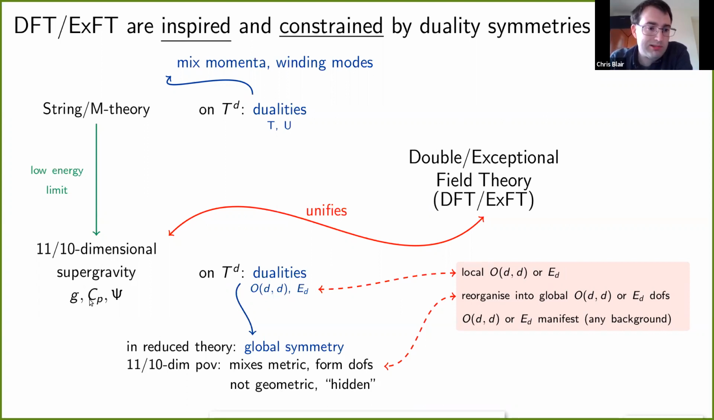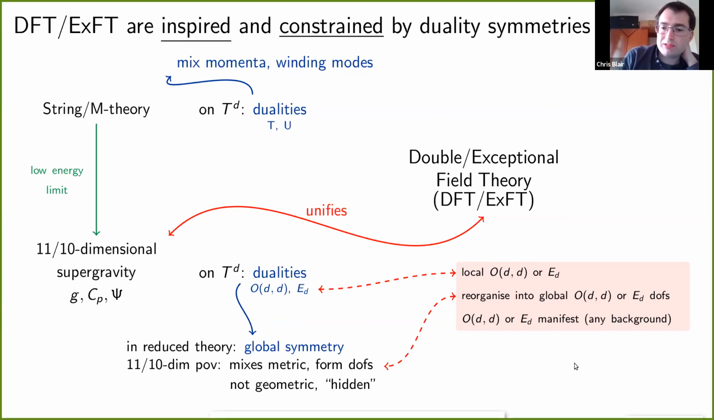Instead of working with the metric and form field degrees of freedom separately, it already organizes components of these fields into representations of these groups, O(D,D) or E_D. And it does this in a way that allows you to say that an O(D,D) or E_D structure or symmetry is manifest in any background before doing a compactification. So I wouldn't quite say this is exactly the symmetry. It's more that there's an O(D,D) or E_D structure controlling what the theory should look like.